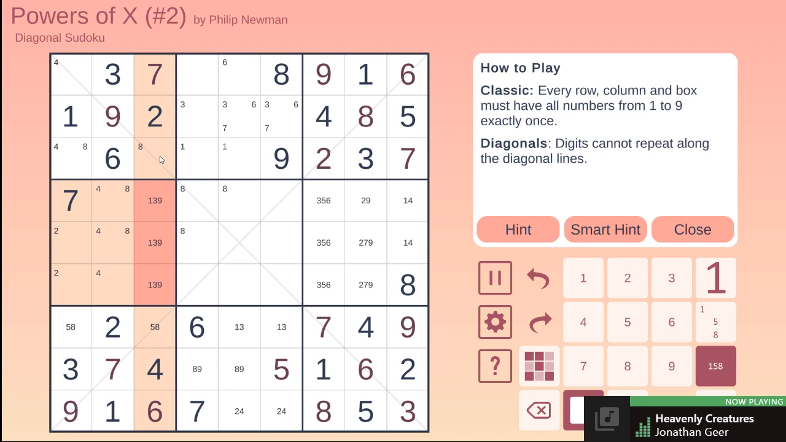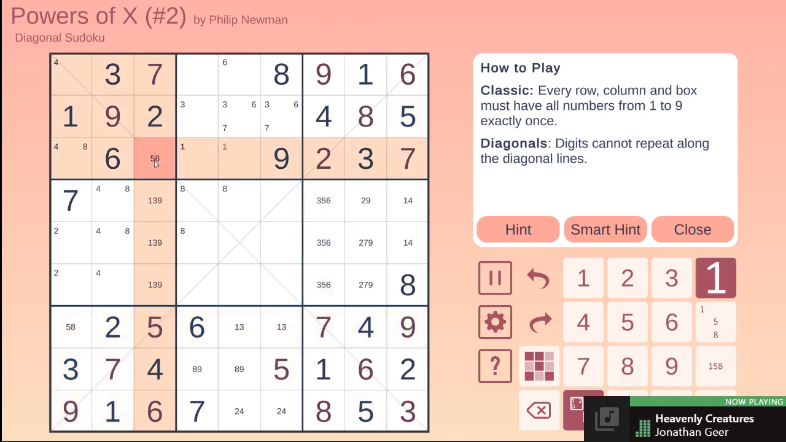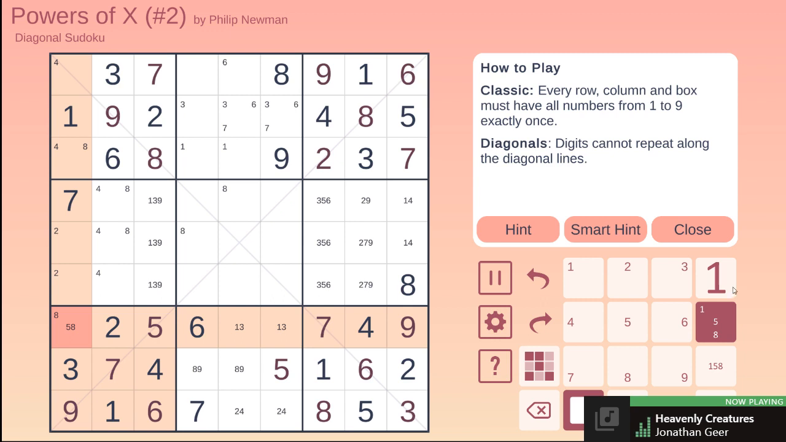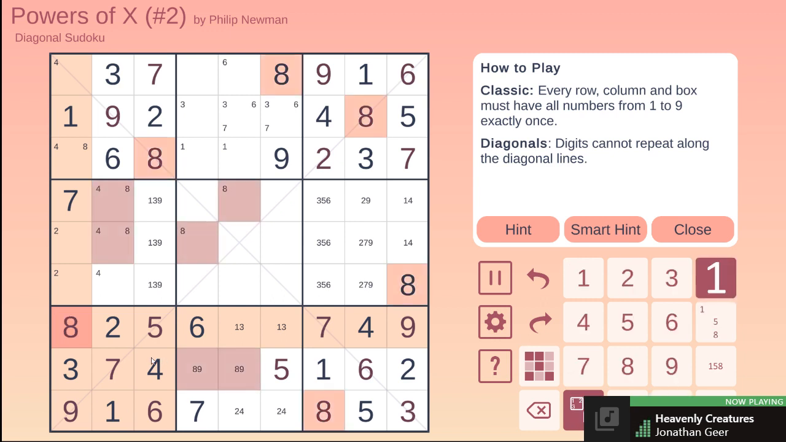Which means this has to be a 5 or an 8. And it can be either. So this is a 5, 8 pair with this. But this can't be an 8 because this is already an 8. So this is a 5 and this is an 8. Okay. Which means this can no longer be an 8. That is out of the 8 runnings. And this has to be an 8. Good.